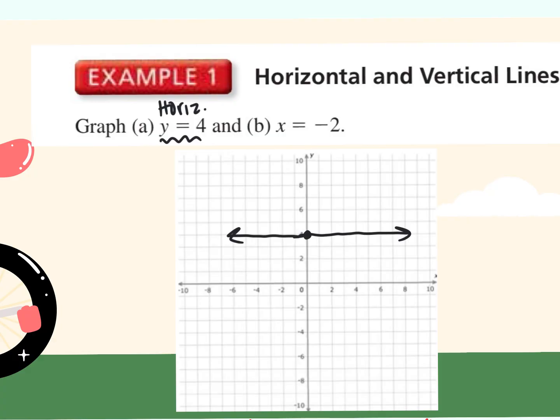If I said x equals negative 2, what kind of line is x equals negative 2 going to be? I heard someone say it. A vertical line. Meaning I'm going to go to negative 2 on the x-axis, which is right here, and draw a vertical line through it. So the red one is x equals negative 2. The black one is y equals positive 4. Okay?